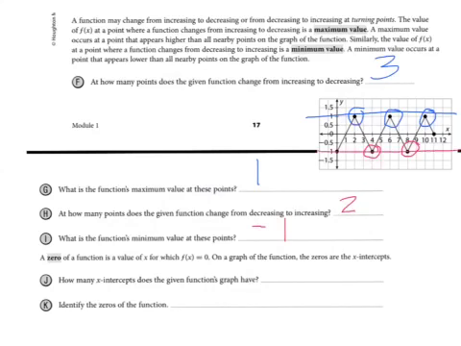A zero of a function is a value of x for which f of x equals 0. On a graph of the function, the zeros are the x-intercepts. How many x-intercepts does this function have? We have 1, 2, 3, 4, 5, 6 x-intercepts. And what are those zeros? We have 1, 3, 5, 7, 9, and 11.